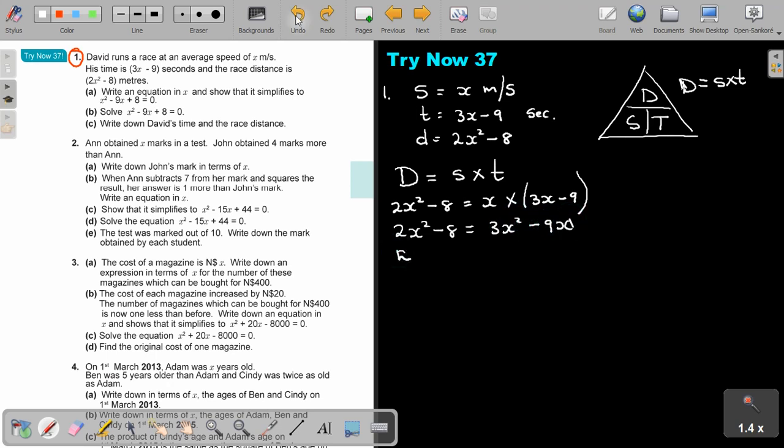Let's take it to the other side, because I don't want to end up with a negative. So let's put 0 here. And I'm going to have 3x squared minus 9x minus 2x squared plus 8. So that is going to be x squared minus 9x plus 8. Okay, that was question A, right? This is exactly what I got there. Then question B.